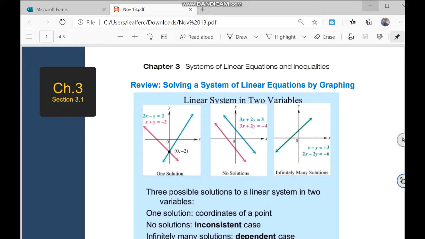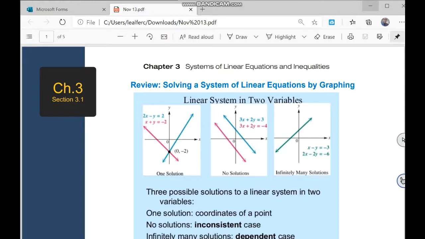When you're graphing a system of linear equations, usually we have two equations, two variables in each equation, right? And when you're graphing, you're going to find two straight lines, each one representing one equation. We have three situations that we can find when we are graphing.